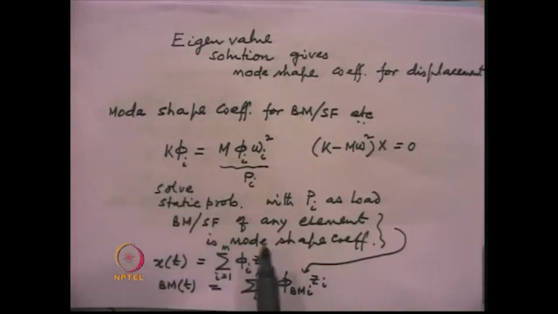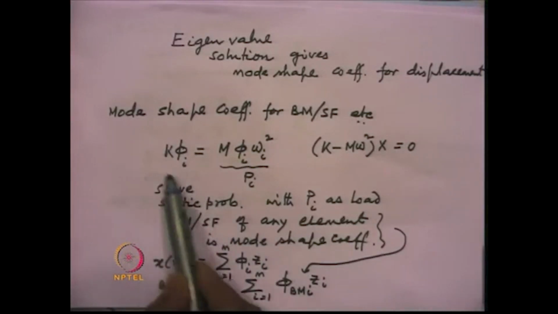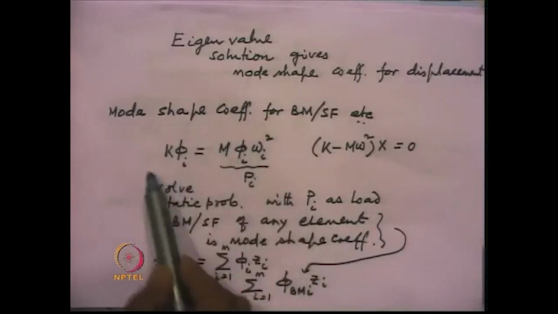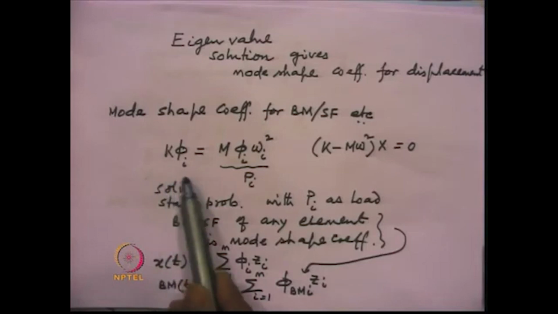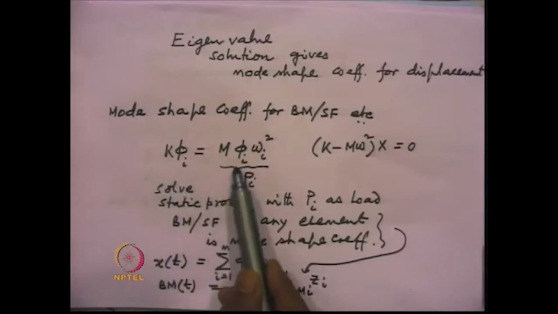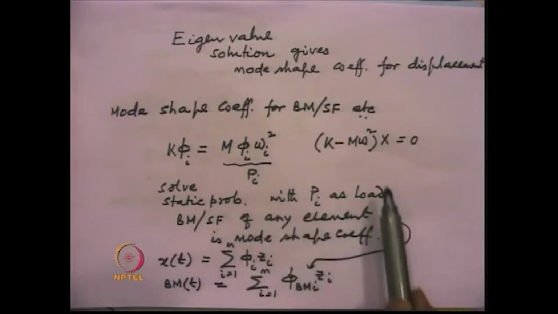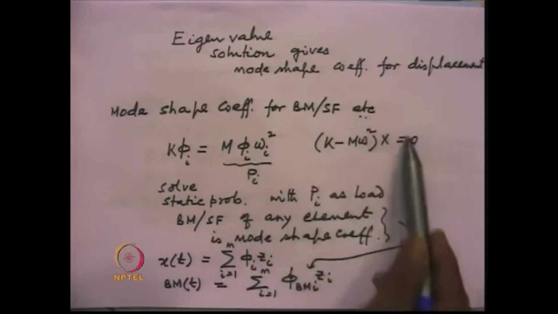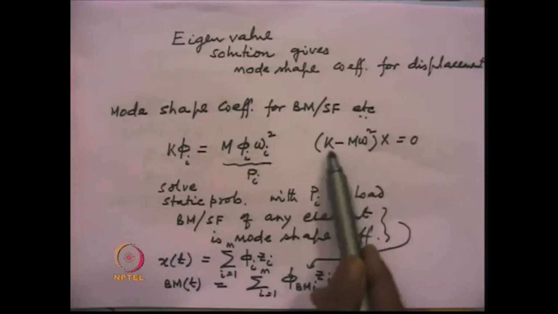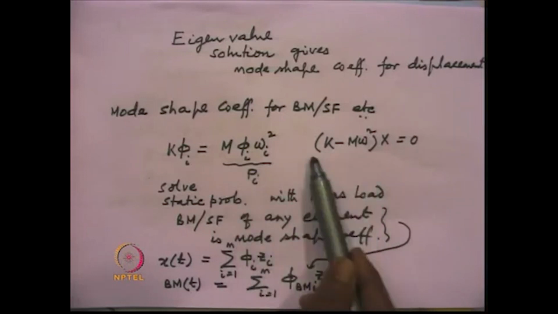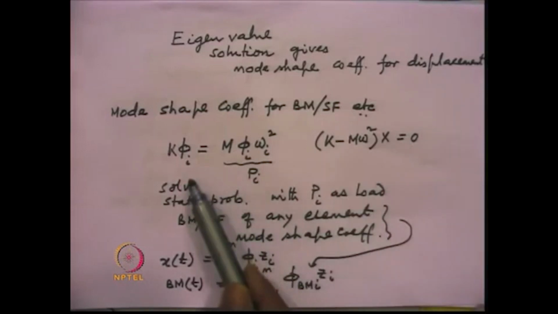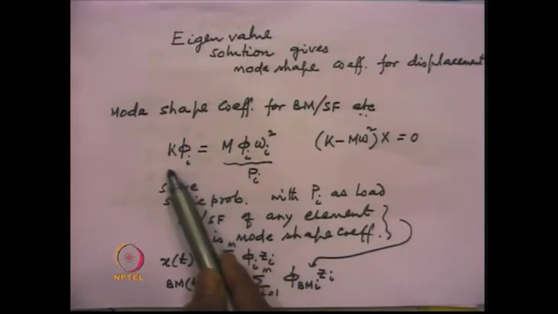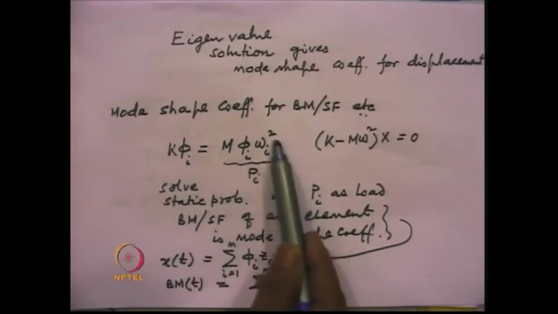If I take the ith mode, the ith mode can be represented by this equation: k into phi i is equal to m phi i omega i square. That follows from the eigenvalue problem that we are solving. Here this particular equation can be written as kx is equal to m omega square x. Now, for the ith mode the x becomes phi i. So, for any mode this is valid.